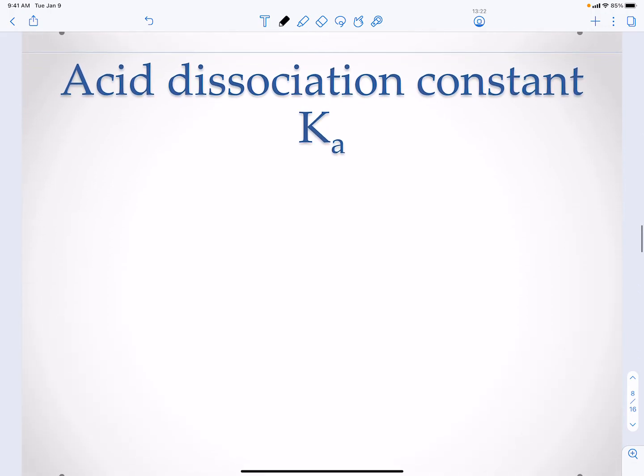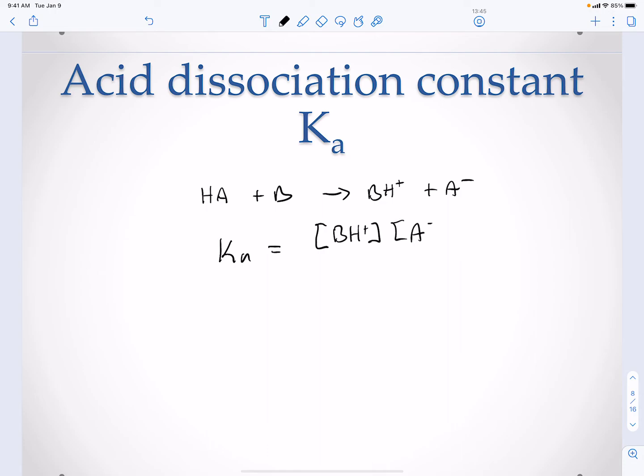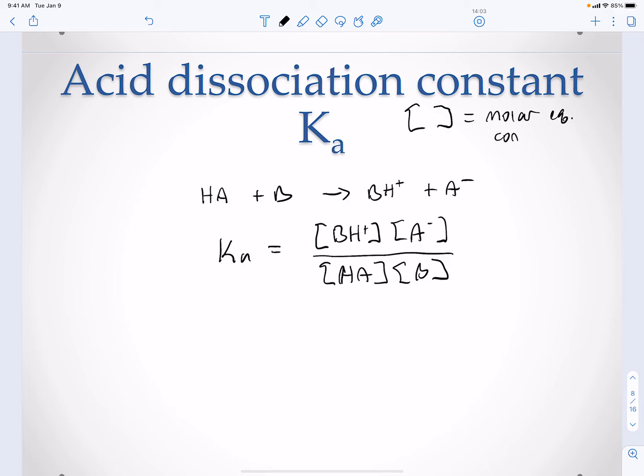Now we have a Ka, which is simply the acid dissociation constant. And so again, for the equation, you're going to have the reactants becoming the products. And so your Ka is going to equal the products concentrations over the reactants. Now the brackets are resembling the molar equilibrium concentration. And if your K is greater than 1, then this is going to be a strong acid.